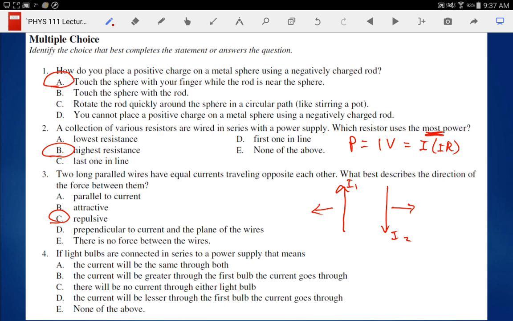If light bulbs are connected in series to a power supply, which is the same again as part A, but now instead of asking for power, we're asking for current. So we already answered this with number 2. What can you tell me about the current if they're in series? All the same. Excellent. So current will be the same. So there we have the answers to the quiz.